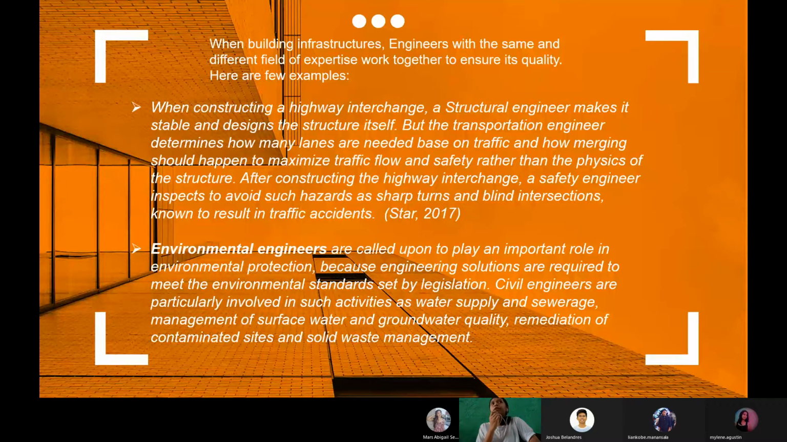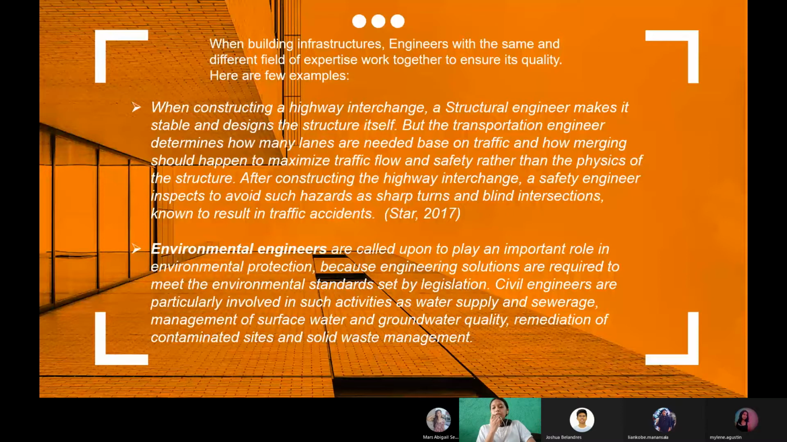Of course, there are different aspects that need to be considered when we are constructing an infrastructure. So to make it clearer, let's have a closer look by giving an example. When constructing a highway interchange, it deals with transportation, but aside from the transportation engineer, a structural engineer and safety engineer are also involved in this project. So in what way? Structural engineering makes the highway interchange stable and designs the structure itself. So about the technicalities of the construction, the structural engineer is the one who is in charge.